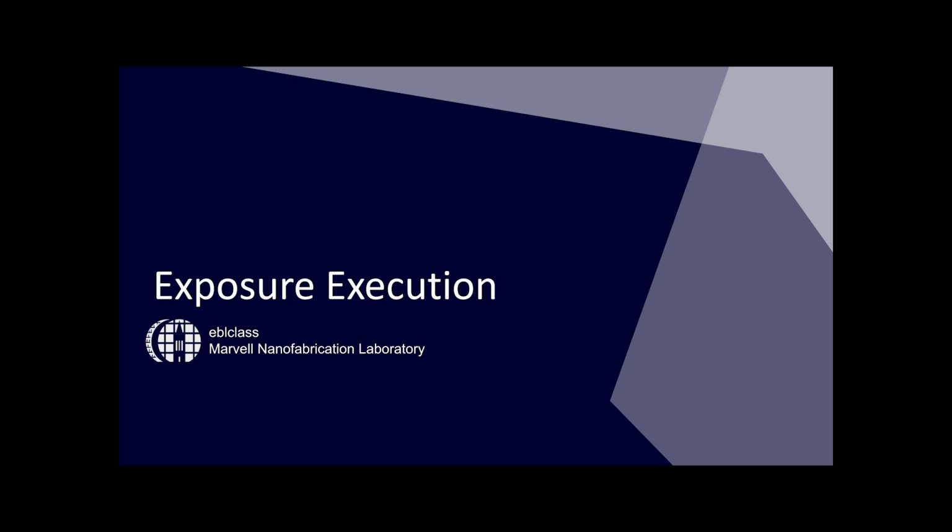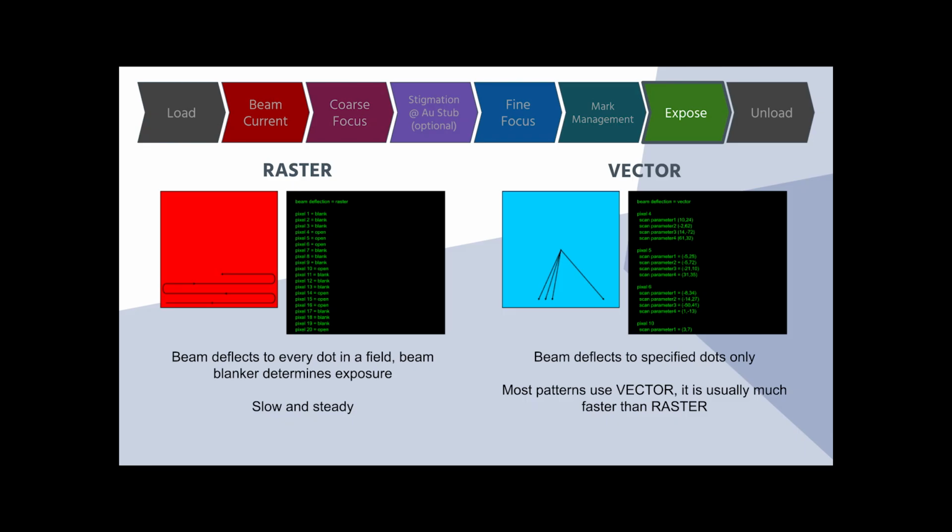We are finally at the point where we can run an exposure. But of course, we have even more choices. Our first choice is whether we want to run in raster mode or vector mode. Virtually everyone opts for vector mode, but raster mode has its use cases. In raster mode, the beam will raster to every dot in a field, and the beam blinker will determine if that dot is exposed or not. For sparse patterns, this is very inefficient, but for dense patterns, this can have significant time savings.